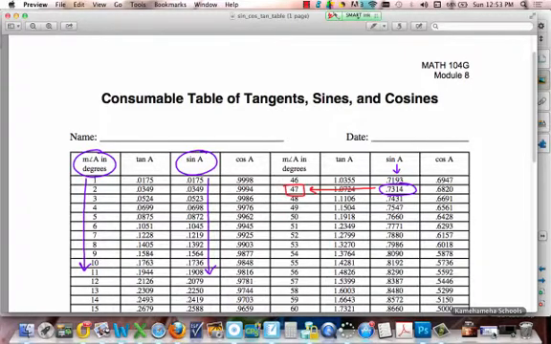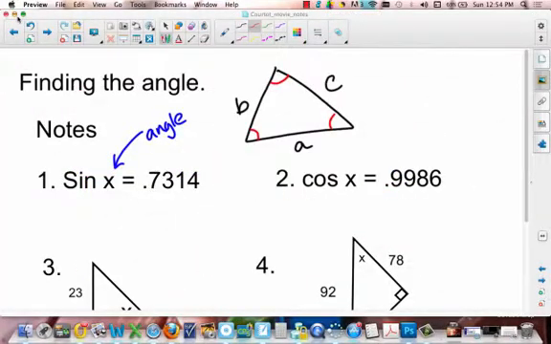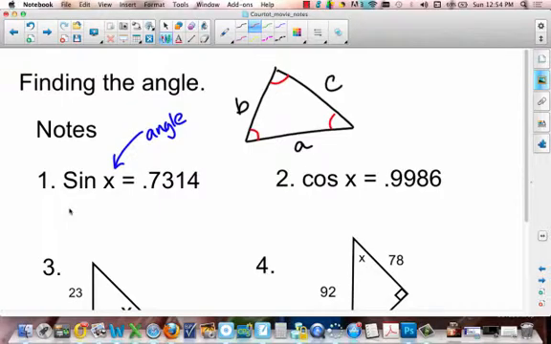Okay, so I could use this table and scan down through, and it's pretty easy because it's in numerical order. So when you come down through, you could just say, okay, 0.7193, 0.7314, 0.7. Oh yeah, there it is, 0.7314. It must be a 47-degree angle. So I could write this then, that x is equal to 47 degrees.